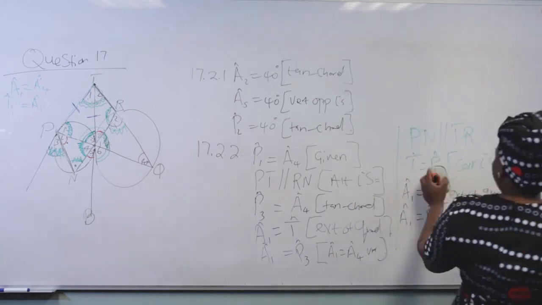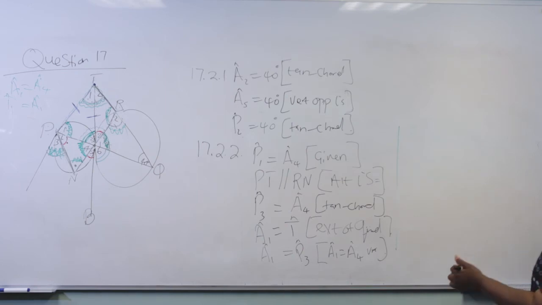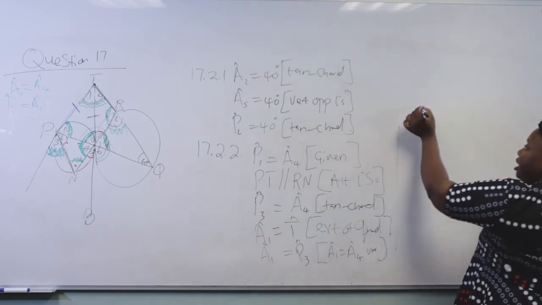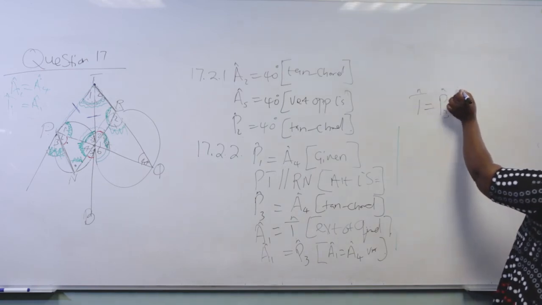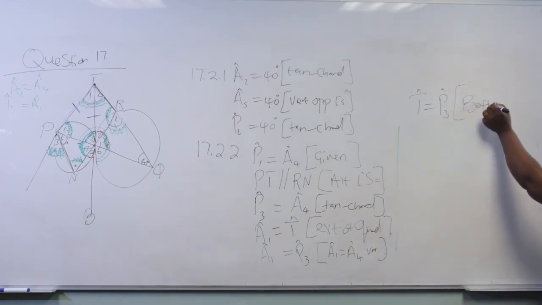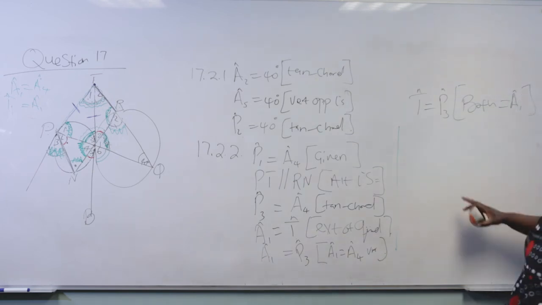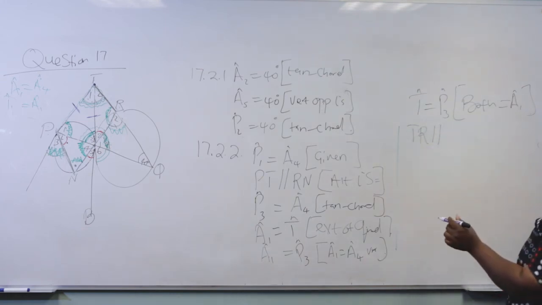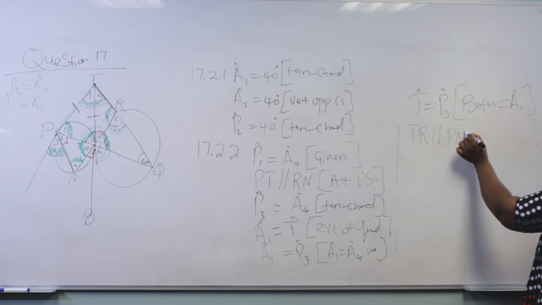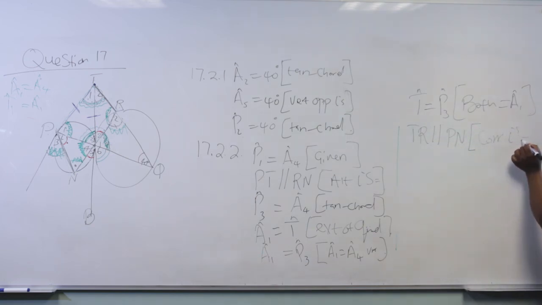This is what we wanted to do. So we're going to continue. As long as these two are equal, it makes T equal to P3. Remember, this is because they are both equal to A1. Okay, and if this is the case, therefore, TR is now parallel to PN. And that is because we have corresponding angles that are equal.